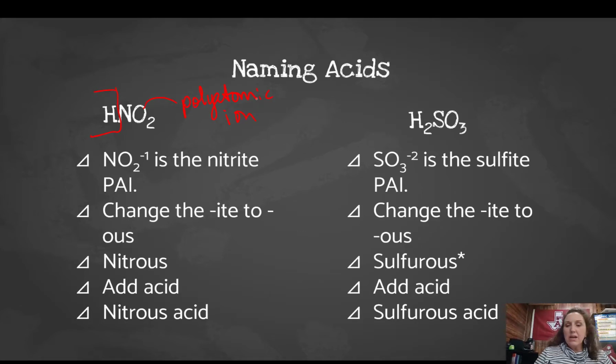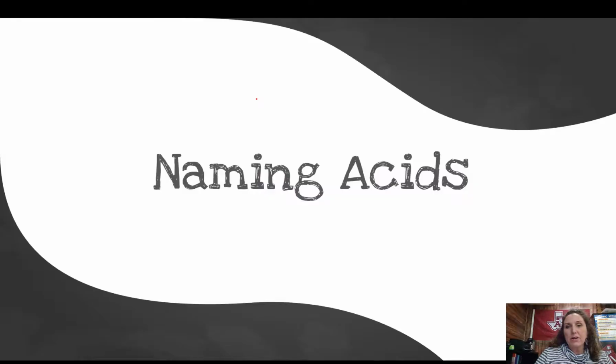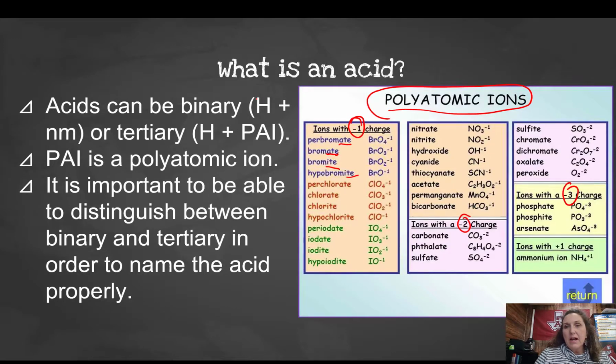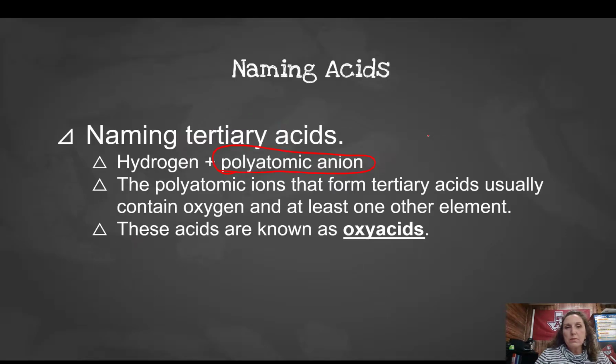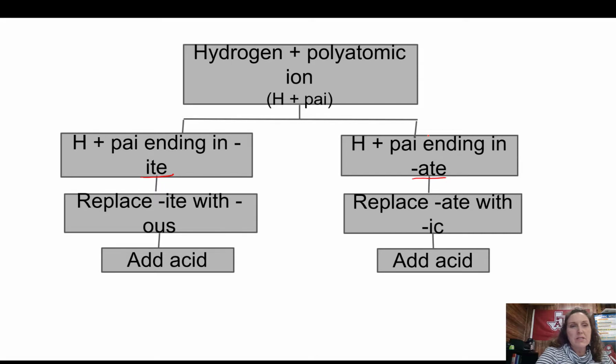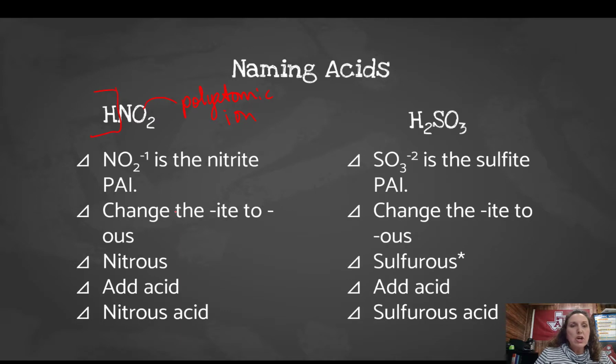All right, NO2. So if I go back to my chart over here, sorry to keep doing the flipping. NO2 is right here. It's an ite. So what was my rule with my ite? If it's an ite ending, I'm going to replace ite with ous and add the word acid. So change the ite to ous, nitrous, and then add acid, nitrous acid.